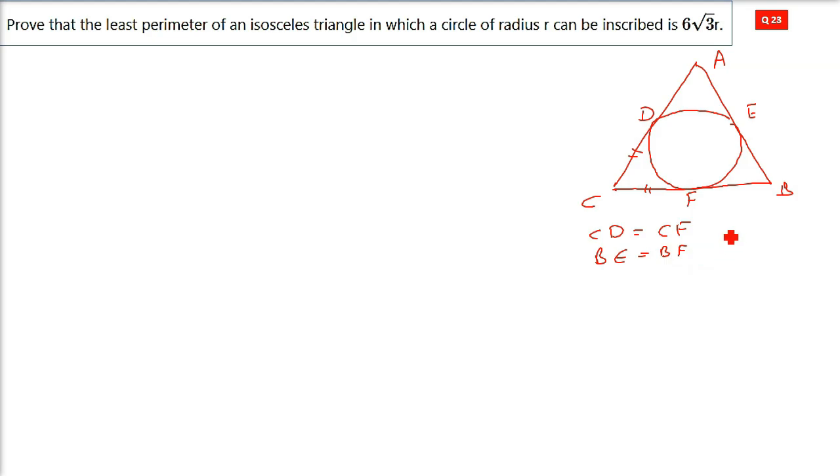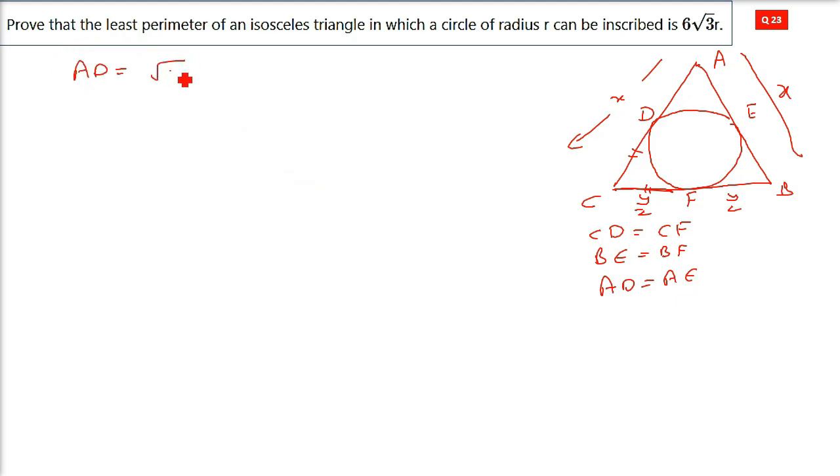When we drop tangents from one point to a circle, they become equal. So CD equals CF. From A, if you drop, it's AD equal to AE. From B, if you drop, it is BE equals to BF. So as I said, y by 2 can be there, but what do you think, will it be x by 2 or not? You have to tell me.